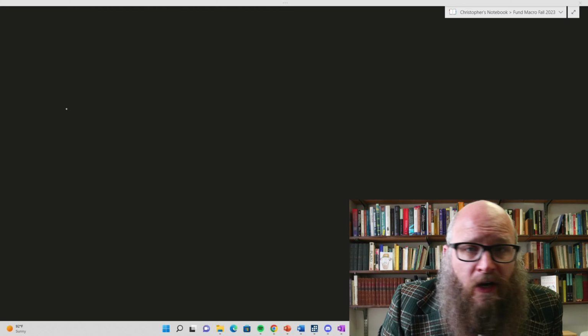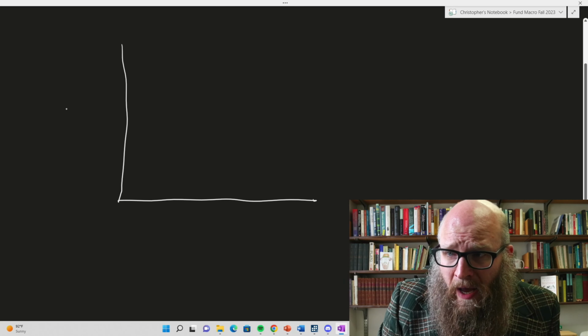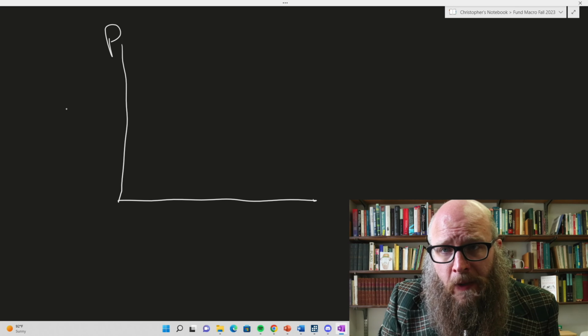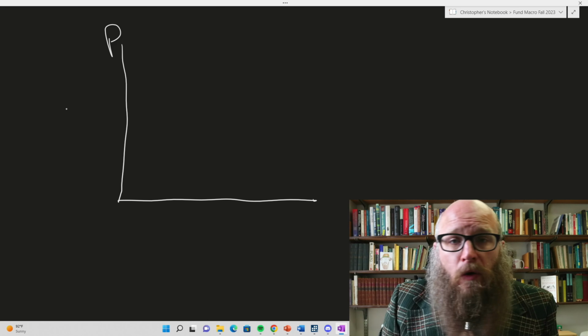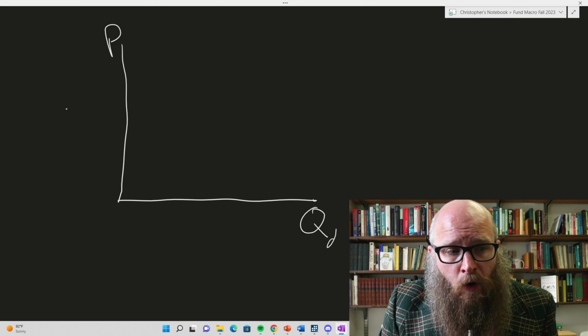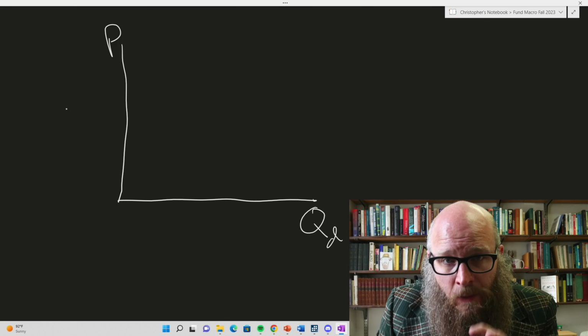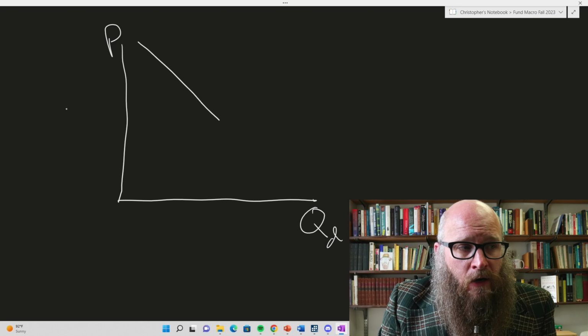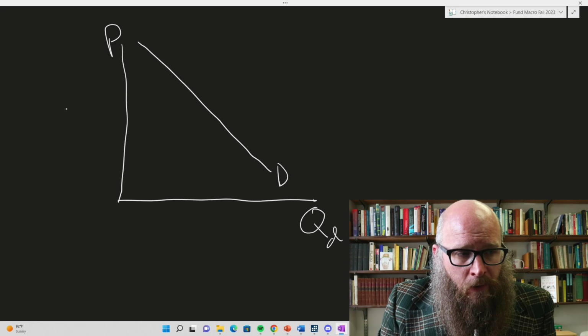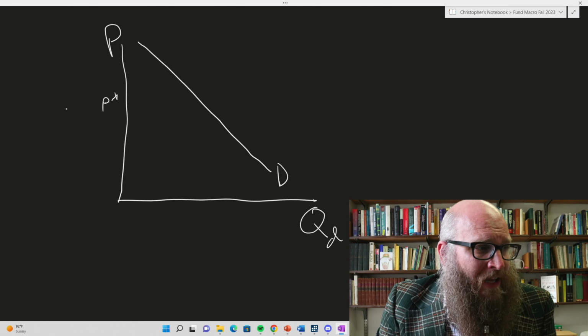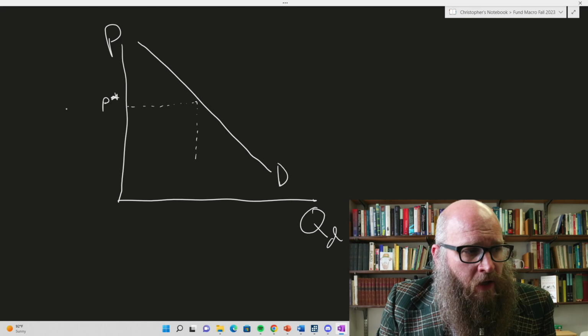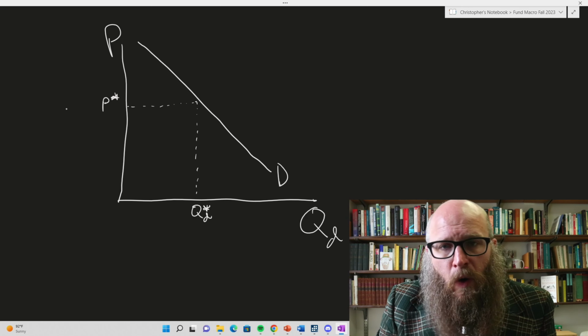All right, let's draw our very first demand curve. We got two axes. The vertical axis is going to be a P, which stands for price. The horizontal axis is a Q, standing for quantity demanded, a little subscript D there. And the demand curve is going to be downward sloping. We'll label it with a D there. So for a given price, this curve will tell us a given quantity demanded.